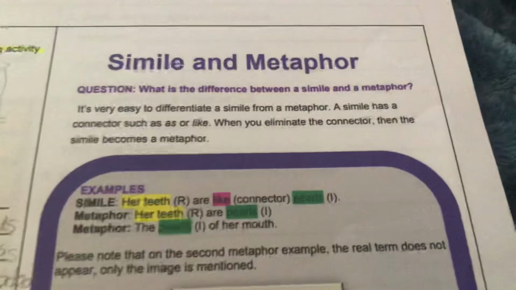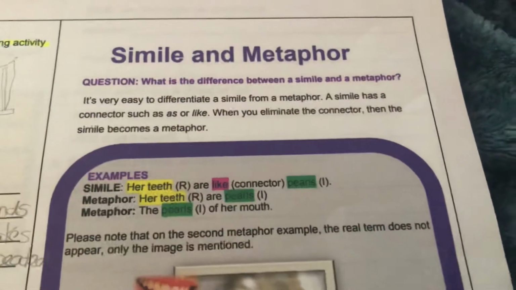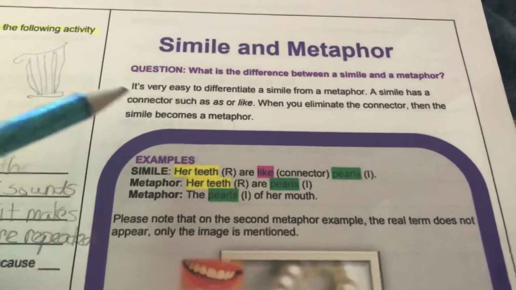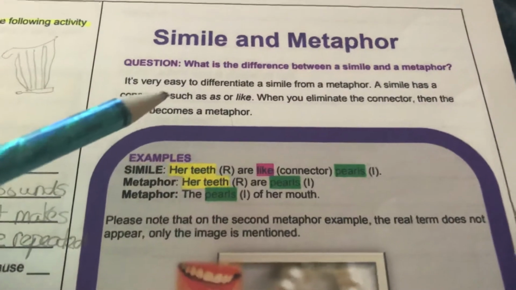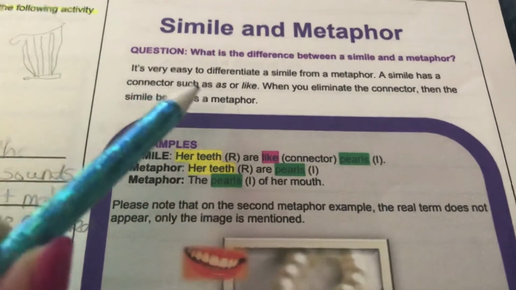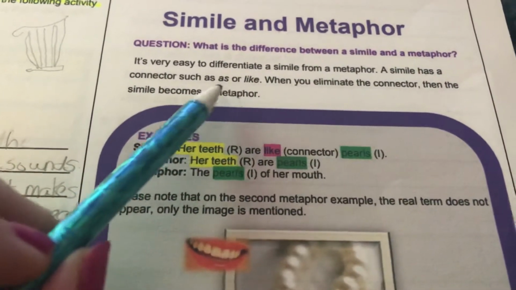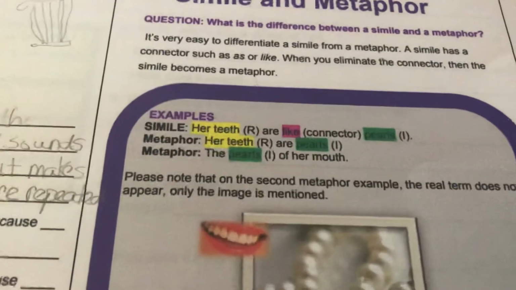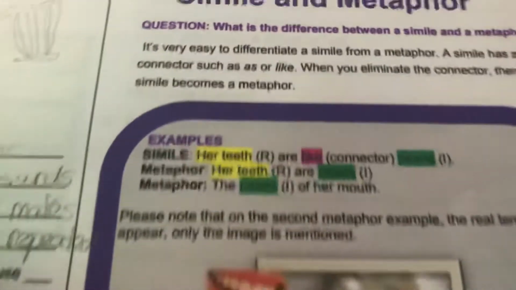So over here, we just answered the question, what is the difference between a simile and a metaphor? And it's telling you, it's very easy to differentiate, right? Because a simile has those connectors. That's exactly what I just said. When you eliminate the connectors, it becomes a metaphor. Okay? All right. And I love the examples that they gave you.